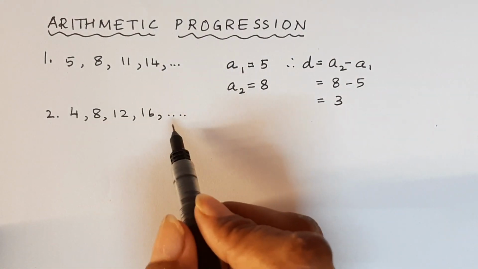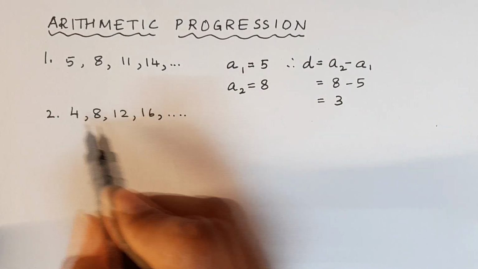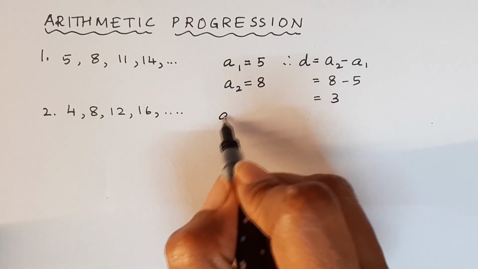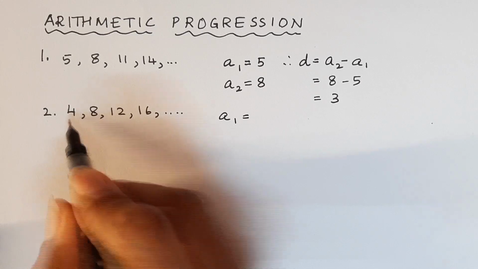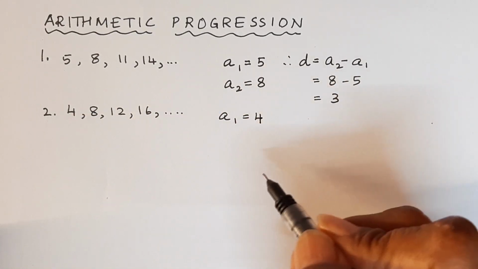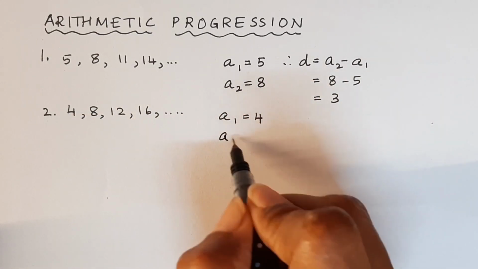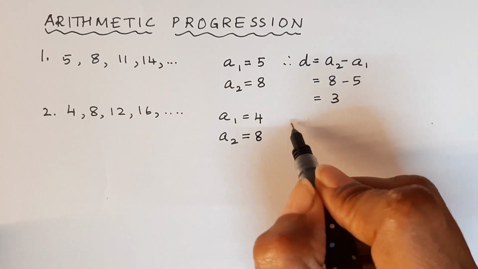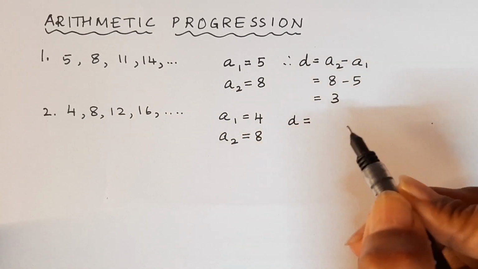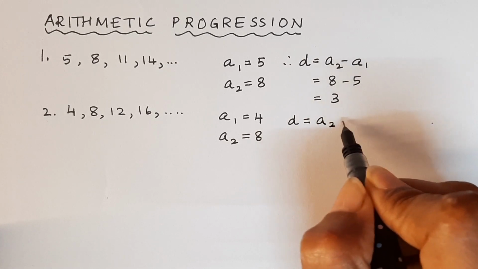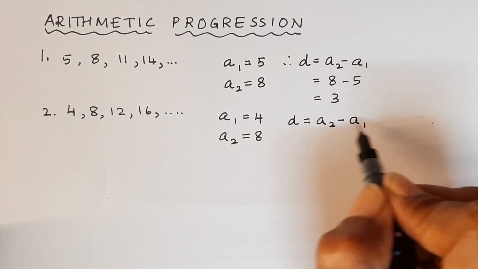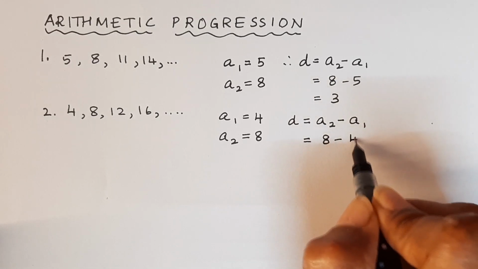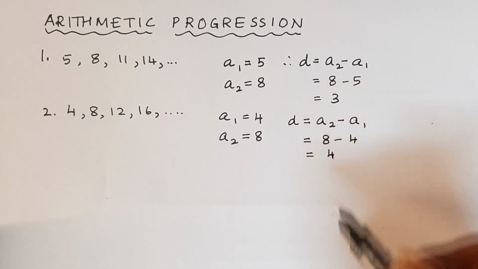Let us look at another sequence: 4, 8, 12, 16. What is our A1? The first term, that is 4. What is our A2? That is the second term, 8. What is the difference between the first term and the second term, A2 minus A1? That will be 8 minus 4, which is equal to 4.